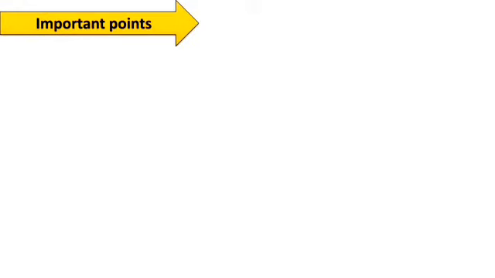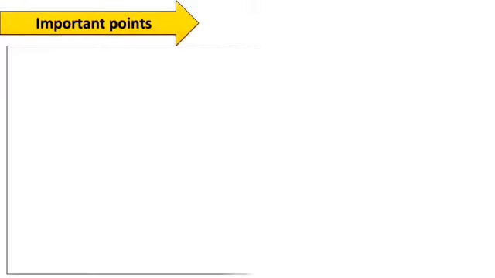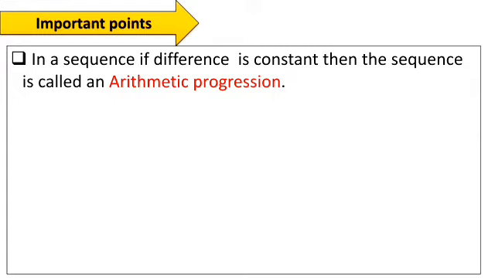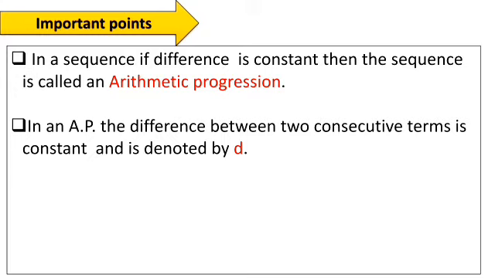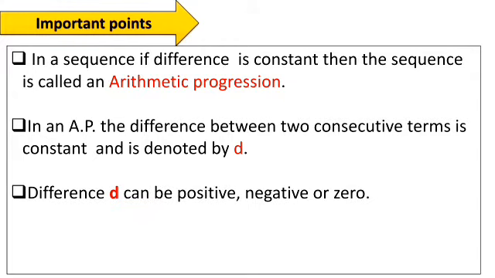Now some important points related to this exercise. In a sequence, if the difference is constant, meaning the same, then the sequence is called an arithmetic progression. In short, we say AP. In an AP, the difference between two consecutive terms is constant and is denoted by D. So when the difference is constant, the sequence is an AP, and the constant distance is known as D. We write it with the initial letter D. Difference D can be positive, negative or sometimes 0 also.